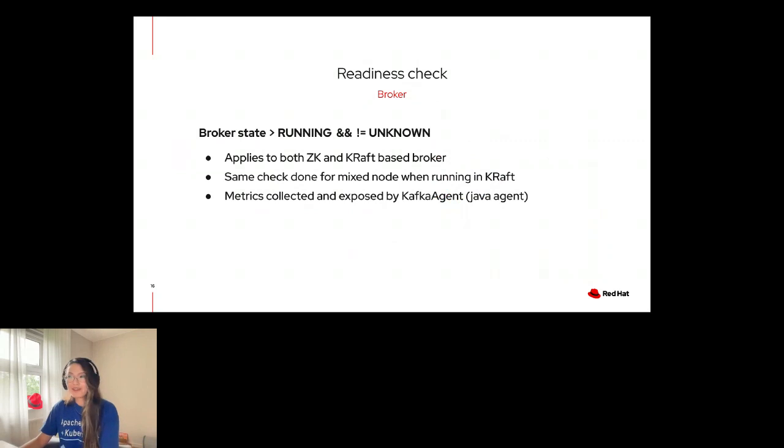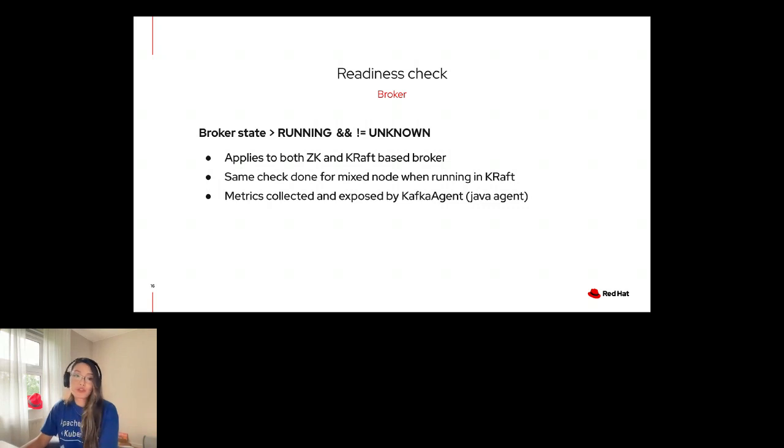Okay, so when I say unready, ready, what does it really mean? This is basically the Kubernetes readiness check, which is based on the broker state. When a Kafka node starts up, it transitions through different states, and it emits that state as a metric, which is called broker state. If the broker state is equal to or greater than running, that means this broker is ready. It just means it's ready to serve requests. And it applies to both Zookeeper and KRaft-based brokers. In KRaft mode, you can also have a node that is both controller and broker, which we call a mixed node or combined node, and this check also applies to mixed nodes as well.